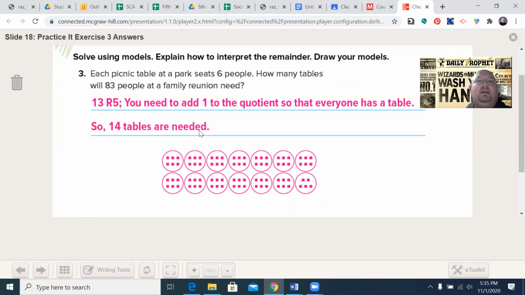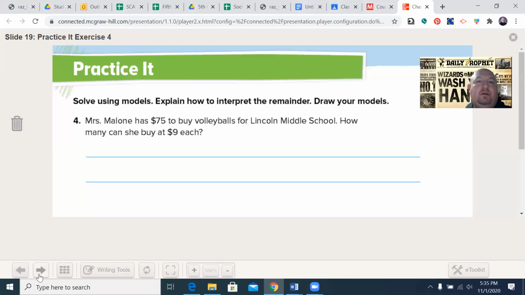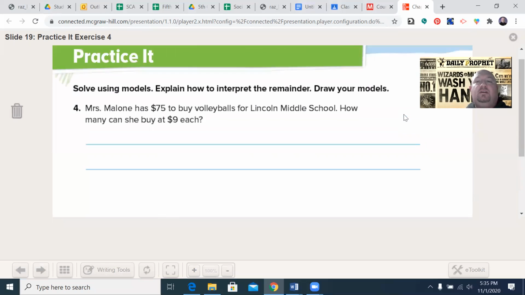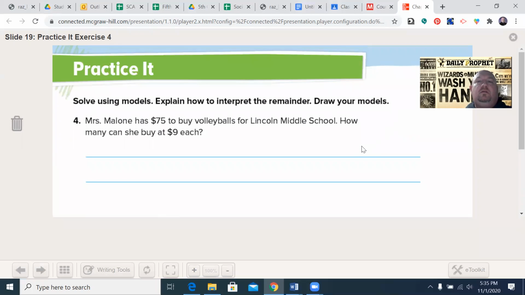That's what they mean by interpreting the remainder. Do you add 1 or do you drop it? That's really the 2 options that are going to come out of it. Add 1 or drop it. So let's go 1 more together. Mrs. Malone has $75 to buy volleyballs for Lincoln Middle School. How many can she buy at $9 each? So we're going to need groups of 9 to get to 75. And then tell me what you're going to do. And then, of course, draw your models on your paper. Go ahead and pause video and do it now.